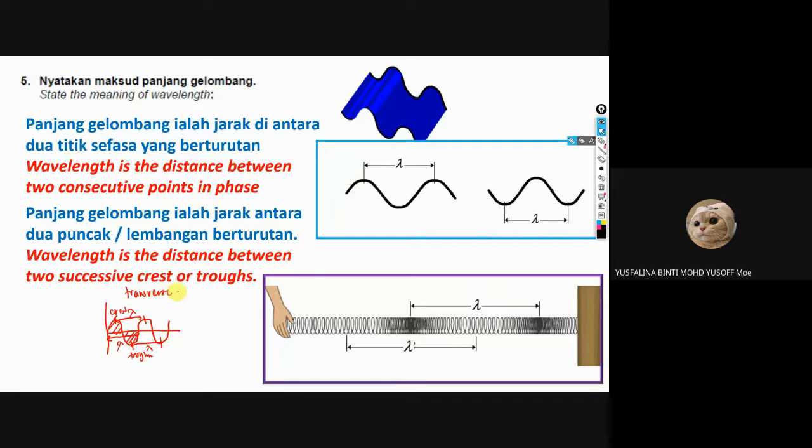So how about longitudinal wave? For longitudinal wave, it's from compression to compression, or from rarefaction to rarefaction here. This is called 1 lambda. This is for longitudinal wave, so it's different. For transverse, there are three ways: crest to crest, trough to trough, or two semicircles. But for longitudinal wave, it's from compression to compression, or rarefaction to rarefaction.